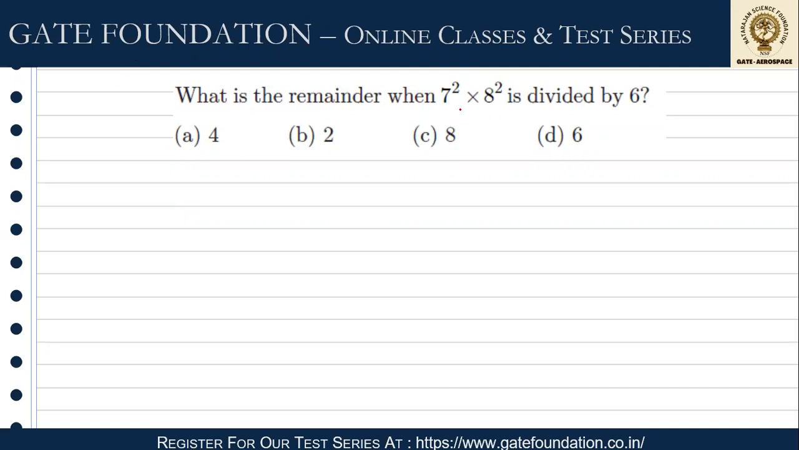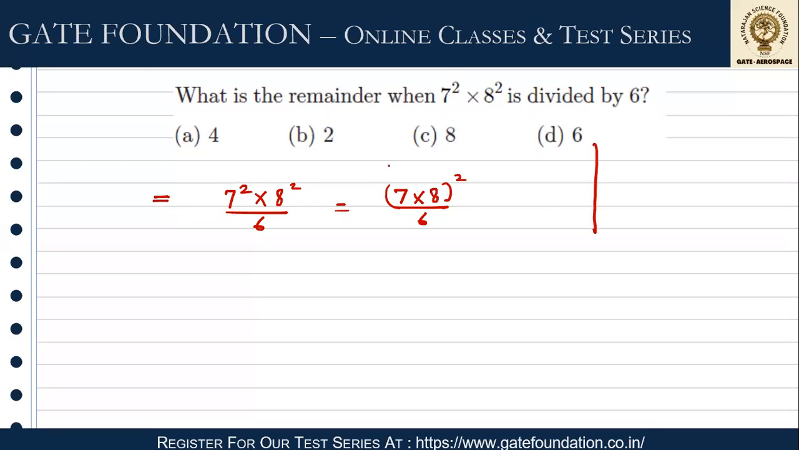One of the methods is to simply multiply, find out the square, and divide it by 6 to get the remainder. But we won't be doing it that way. We'll be using a simpler way. I'll use 7 square times 8 square divided by 6. Since both have a square, I can take it common. So I'll get 7 into 8 whole square divided by 6.